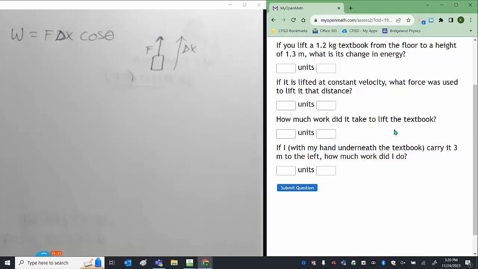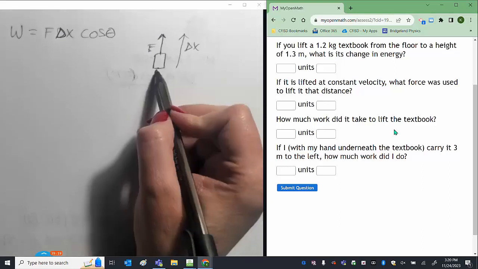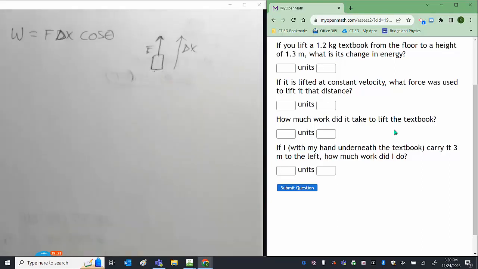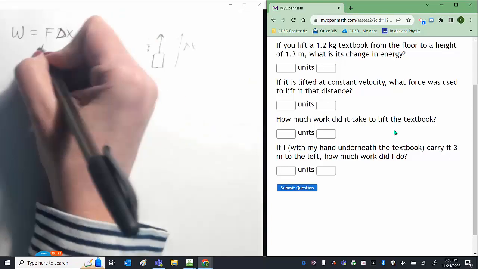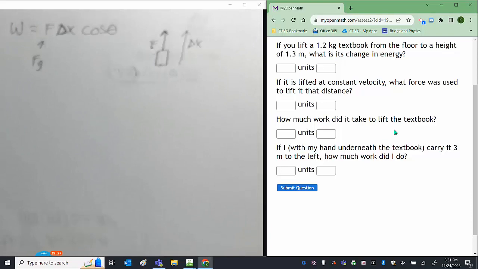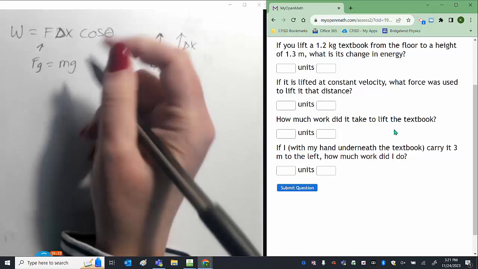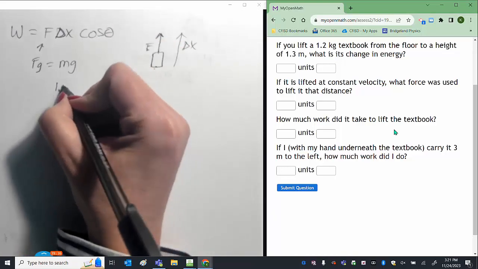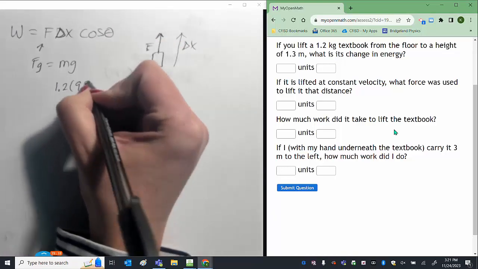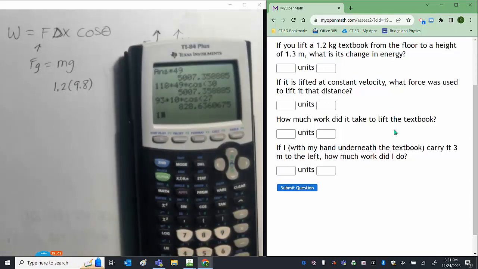So we just need to figure out what force they would have to use here to lift this. If you're trying to lift something, the force that you're applying needs to be equal to the weight of that object. Although they didn't tell us the weight, we can calculate it. Weight is mass times gravitational acceleration. The mass is 1.2, gravity on Earth is 9.8. And so we can multiply 1.2 times 9.8.